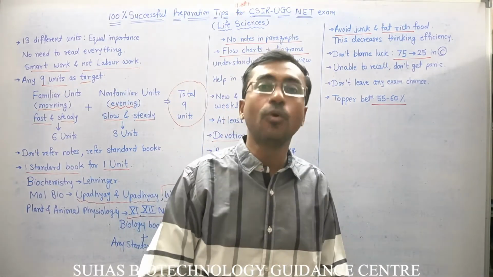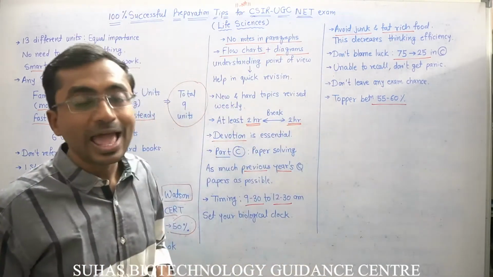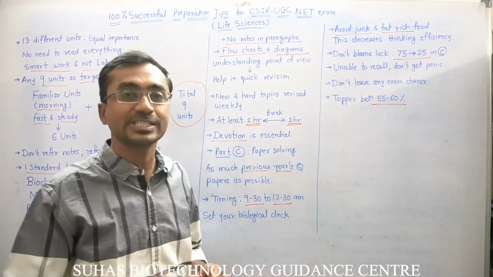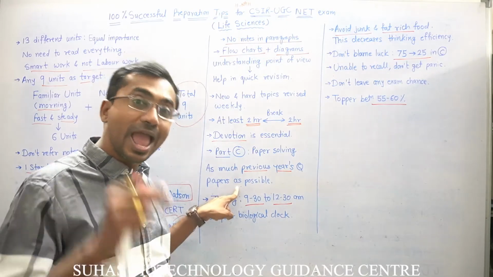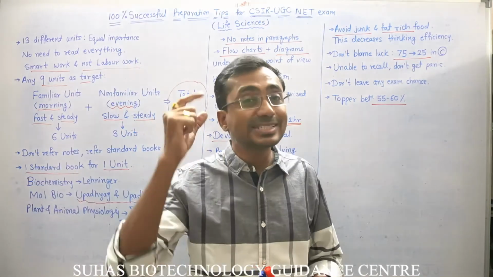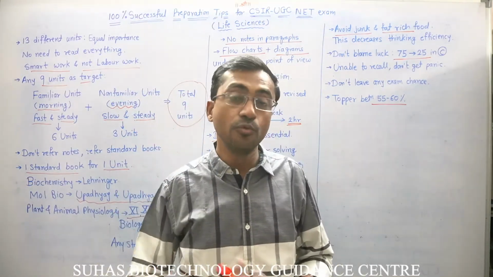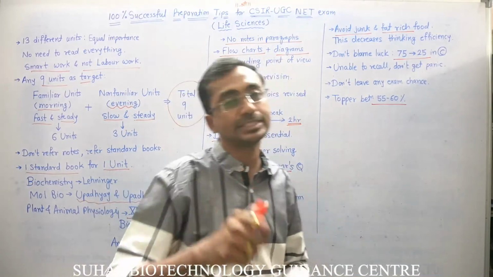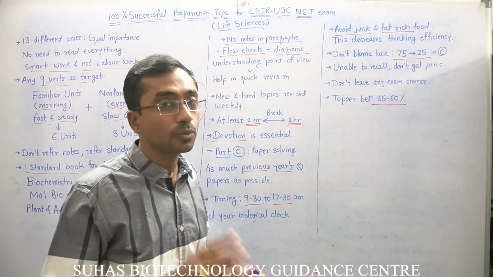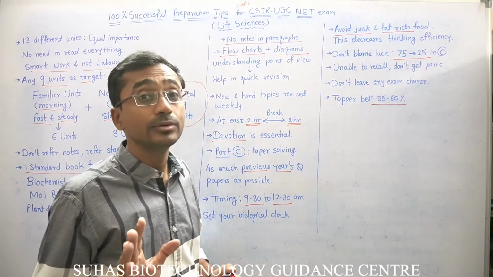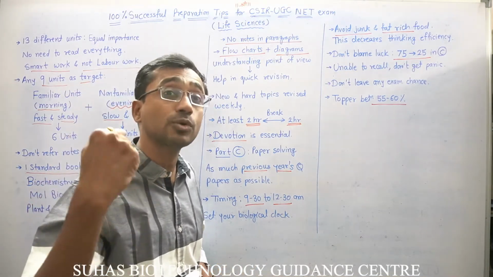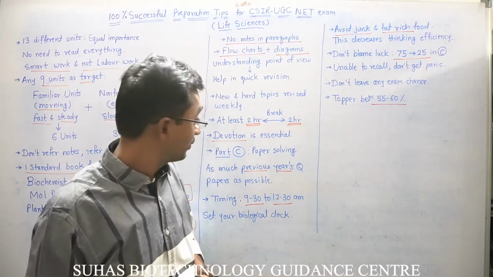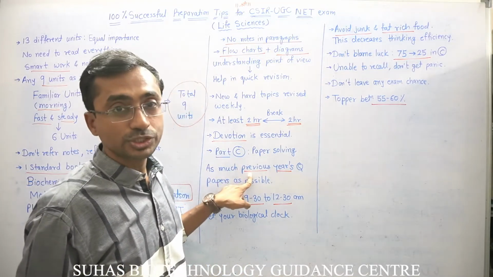For part C, what you need is to solve as many questions as possible, especially the previous year's question papers. As many questions as possible. This will set your neurotransmission with respect to part C. Because in part C, the questions are not straightforward, but you will start thinking in the same way in which the question is asked, if you go through the previous year's question papers.